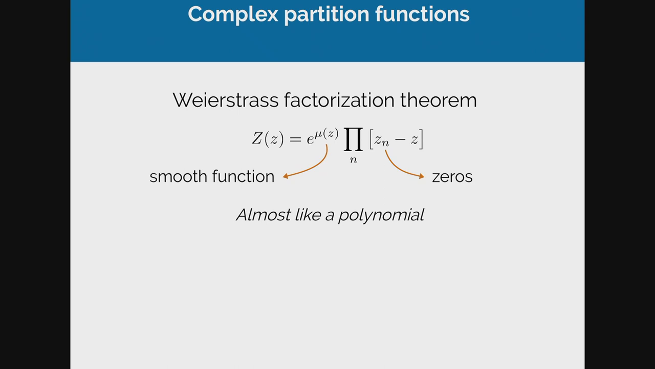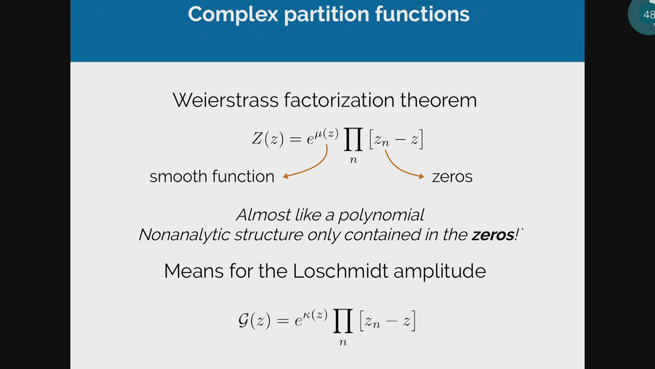Which means, in the end, that if you're interested in some non-analytic structures of your partition function, or later on, because we now know that partition functions are formally Loschmidt amplitudes, if you're interested in the non-analytic properties of those quantities, this information is only contained in those zeros. Okay? Because this function mu of z is by definition always a smooth function. It will never lead to some non-analytic behavior. So now that we know that we can write partition functions in this form, we can also write down this Loschmidt amplitude in this form, involving only the zeros and some smooth part, which we will not care so much about because we are interested in non-analytic behavior.